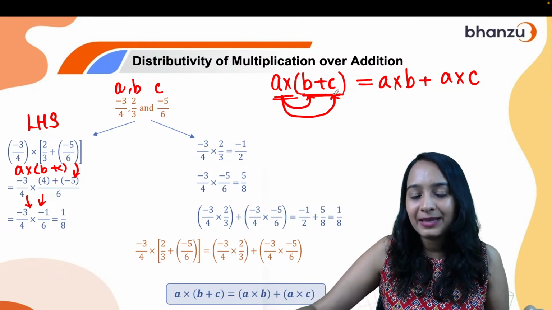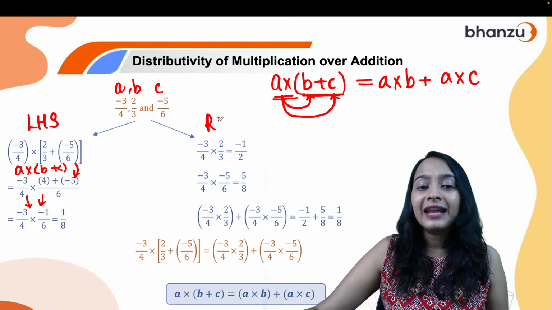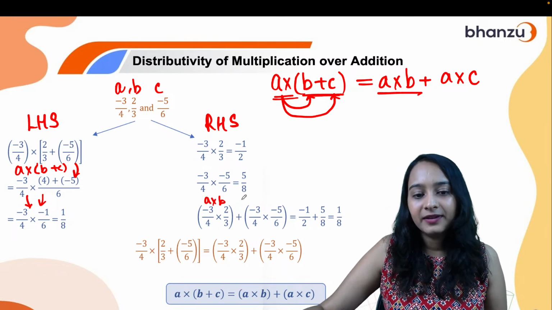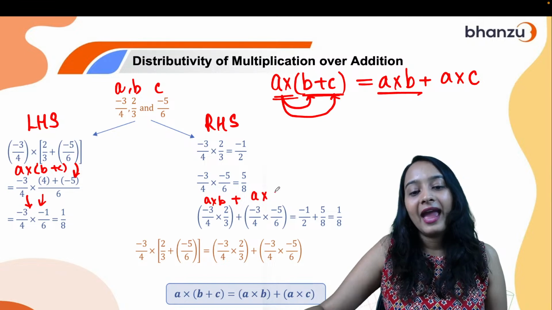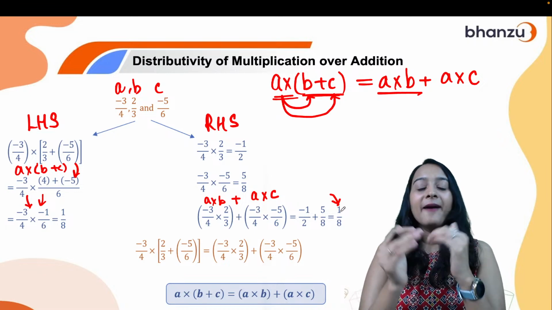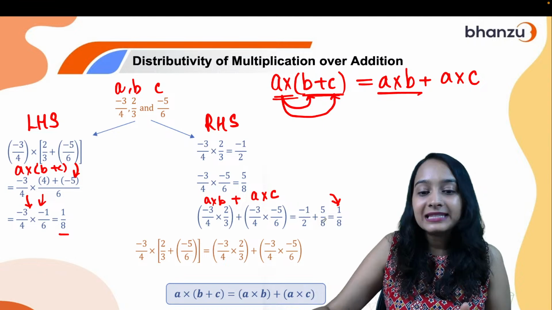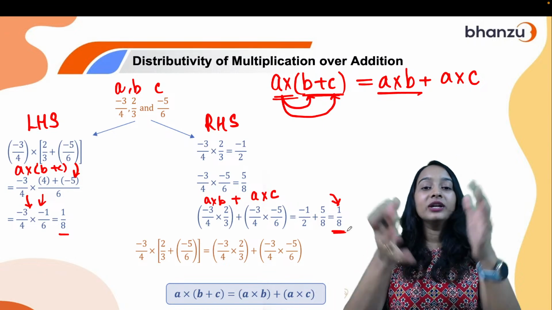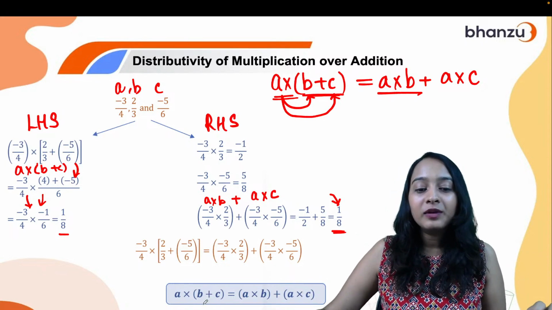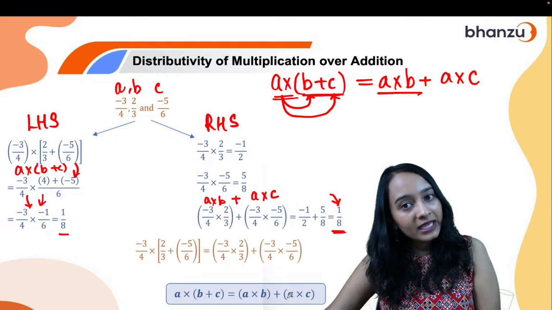First solve whatever is inside the bracket. Whatever answer I am getting, I am multiplying it with A. Now on the right hand side, what am I doing? I am multiplying A and B plus A and C. And whatever answer I am getting, I am adding them. And I am getting 1 by 8. In both the cases, the answers are the same. That's your distributive property, which is multiplication over addition. So, A multiplied with B plus C is equal to A multiplied with B plus A multiplied with C.